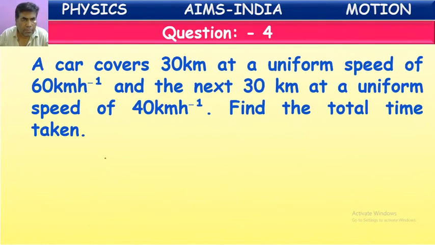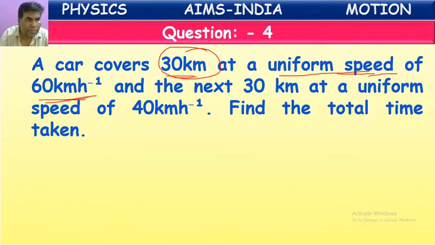So next. Okay, next one, last question. A car covers 30 kilometer at a uniform speed of 60 kilometer per hour. It means during the journey of 30 kilometer, this speed is not changing. 60 kilometer per hour speed.